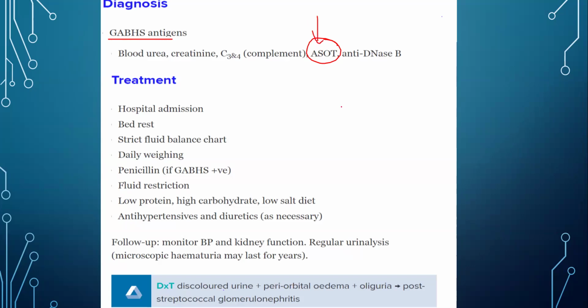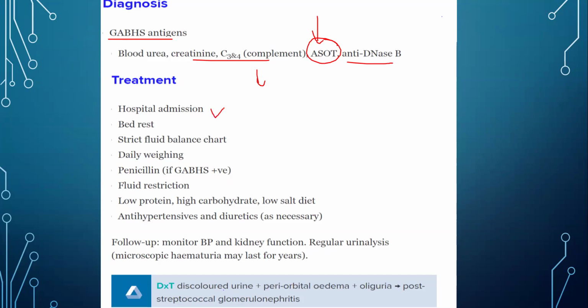If the child still has got a sore throat, then you can do a throat swab. But most of the time it happens after a week of sore throat, so you might not even be able to get anything by a throat swab. So that's why ASO titer, anti-DNase B, or group A beta hemolytic streptococcus antigen will be the best idea. We also check C3, C4 in PSGN. So these are complement levels. This complement level will be low in these children.